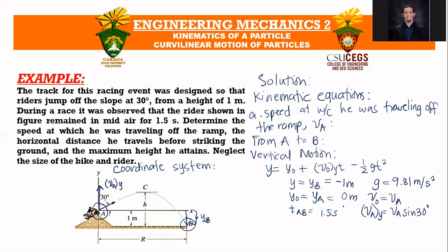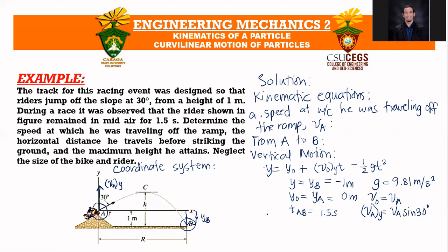Sine 30, because the 30 degrees is opposite to the y component of your initial velocity, or the initial speed VA. So once we know the given, we can now substitute in our equation.